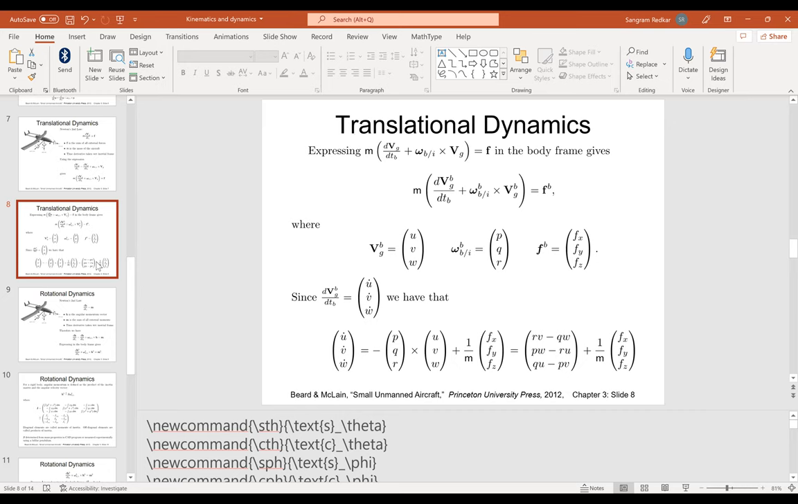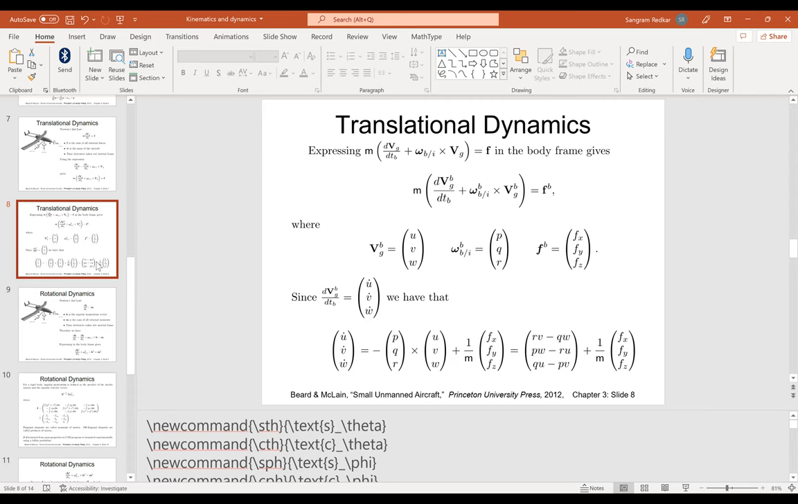Acceleration in the x direction is u dot. Remember, u is the velocity. Acceleration in the y direction is v dot. And acceleration in the z direction is w dot. It is equal to, can you see these product terms? r times v minus q times w, p times w minus r times u, q times u minus, those are sort of Coriolis effect. You have the velocity and you have the angular velocity.